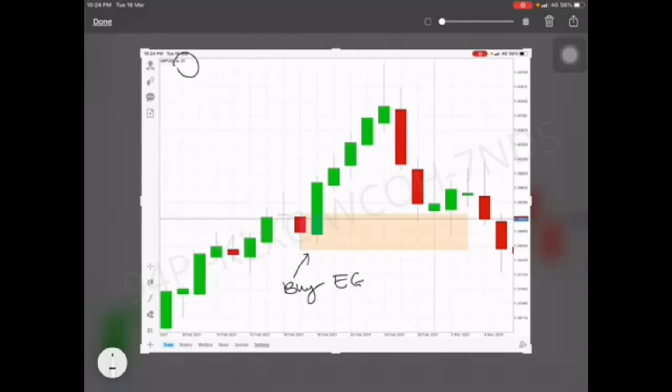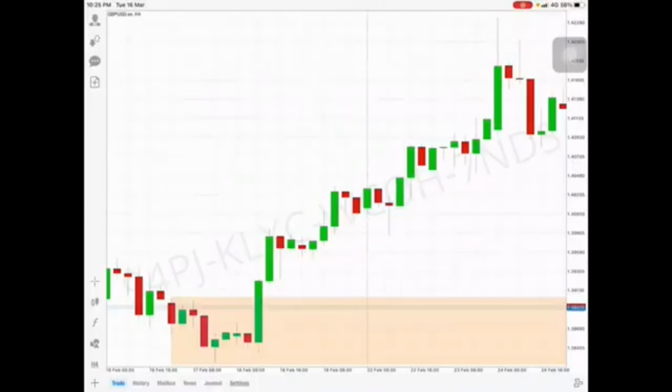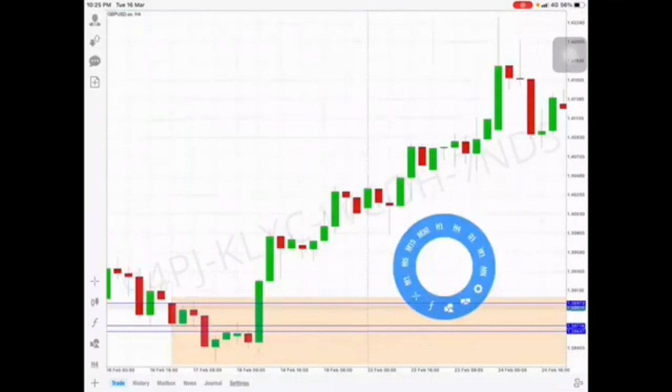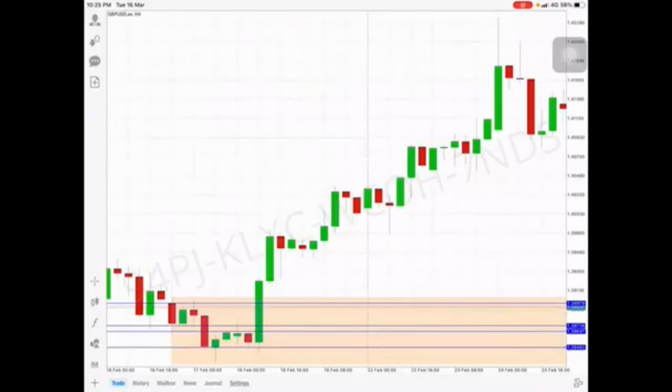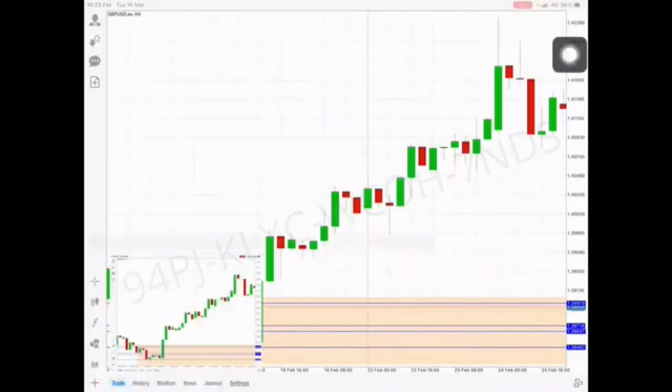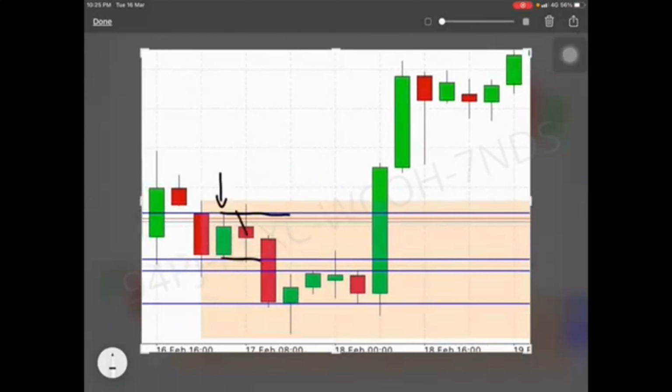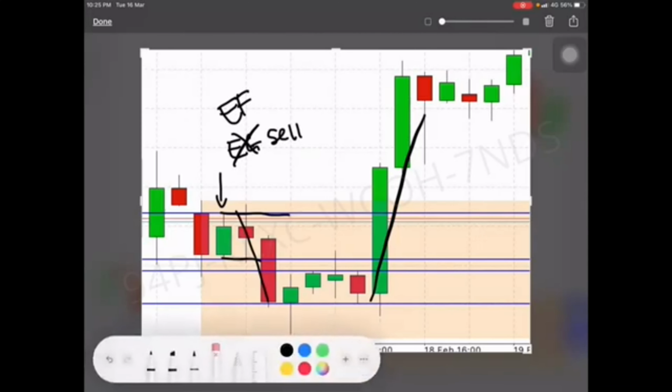Okay, so there are two zones. There is an EF zone right here, and there is also an engulfing buy zone right here. Do you see it? So this one is the sell. It's been engulfed, so this is engulfing sell. But the price has broken out, so it has become an EF zone. So now that zone is for buy. That is the first one.